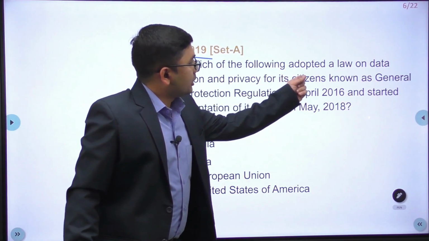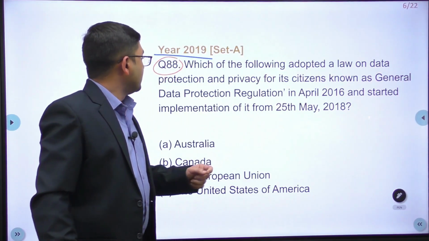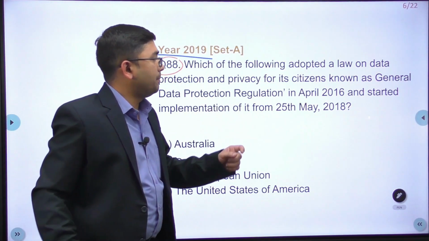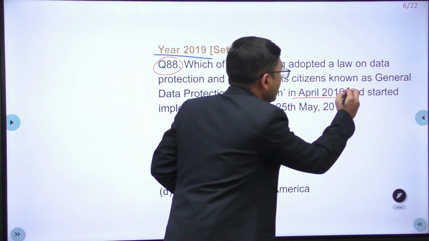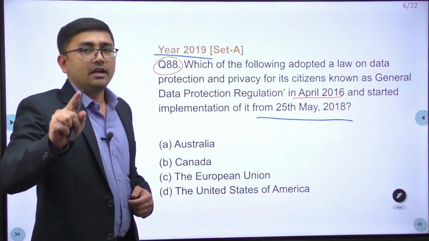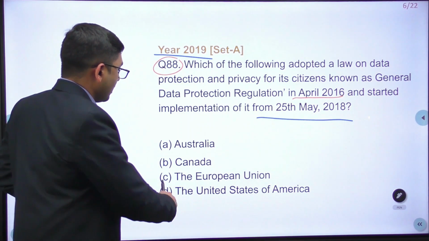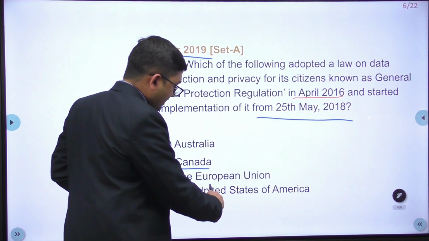Which of the following adopted a law on data protection and privacy for its citizens known as General Data Protection Regulation in April 2016 and started implementation from 25th May 2018? Now look here. Australia, Canada, European Union, United States of America. What does our rule number 15 say?